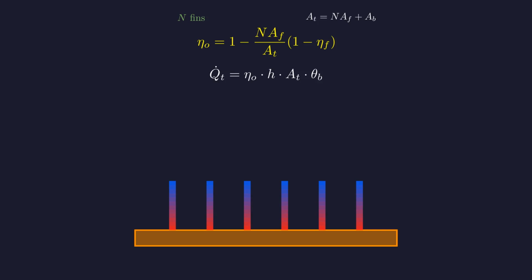In practice we use arrays of fins, not just one. The total area includes n fin surfaces plus the bare base area between them. The overall surface efficiency accounts for both contributions. Total heat transfer from the array equals eta-o times h times total area times base excess temperature. When fin efficiency is 1, overall efficiency is also 1. We recover the simple limit.